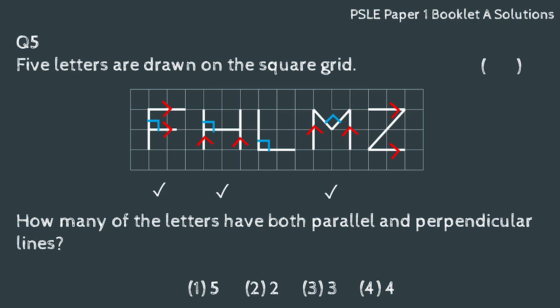Now, we can count the total number of ticks to determine how many letters have fulfilled both the requirements of this question. Now, we can count the total number of ticks to check that we have answered the question. Since there are only 3 ticks, our answer is option 3.